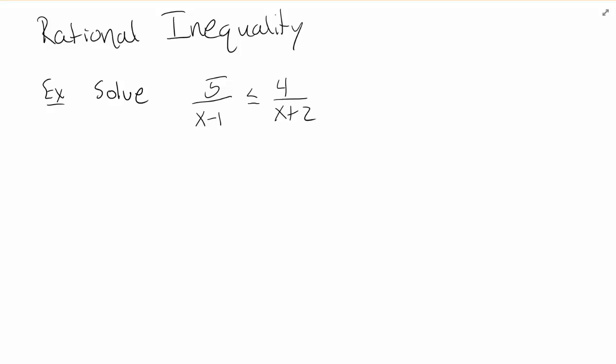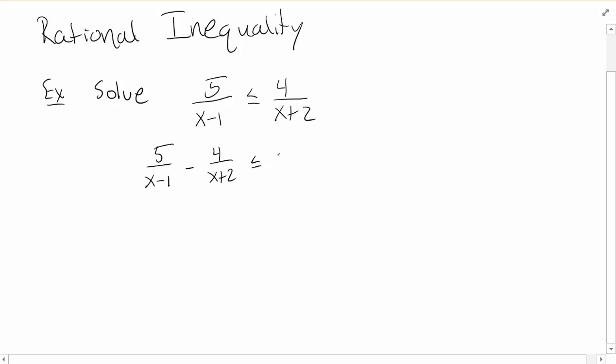You can go either side. I'm going to go left. So we'll have 5 over x minus 1 minus 4 over x plus 2 is less than or equal to 0. And I'm going to turn the left side into one fraction. So my common denominator is going to be x minus 1 times x plus 2, which means the 5 was missing x plus 2, and the minus 4 was missing x minus 1.